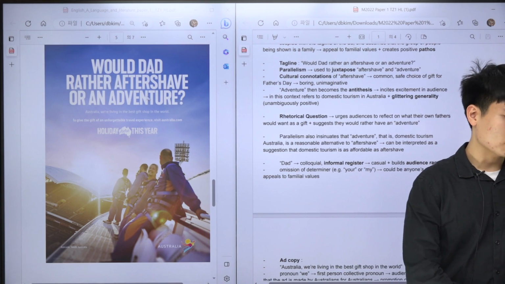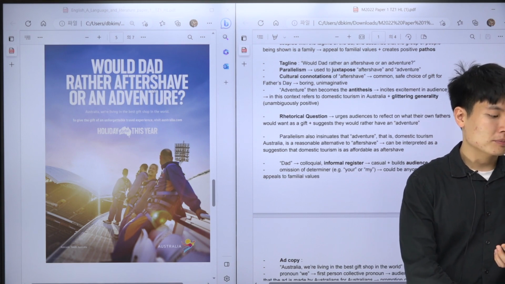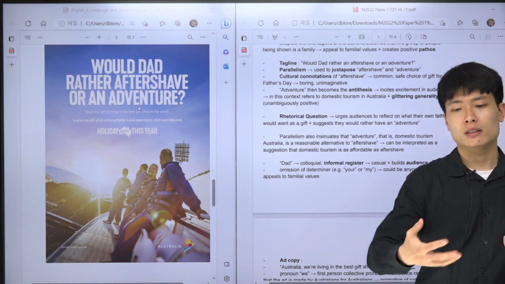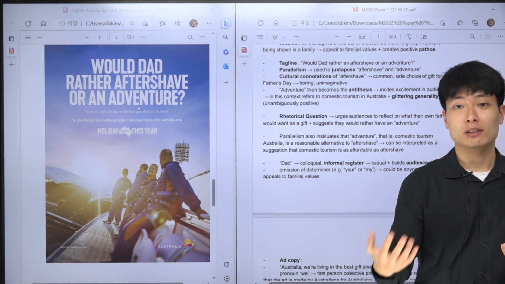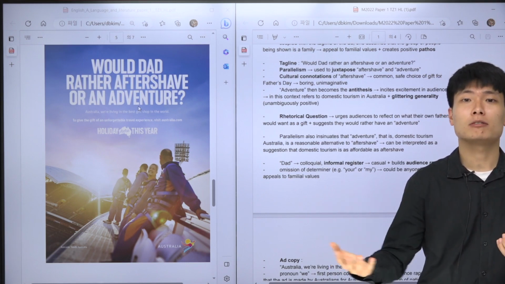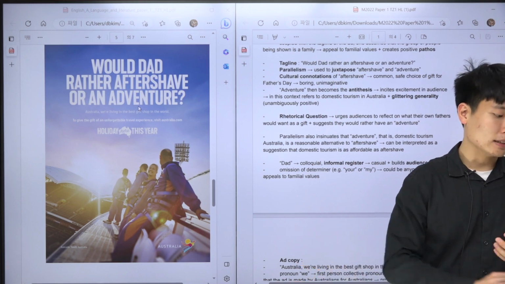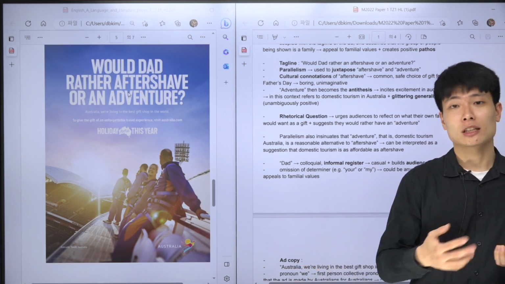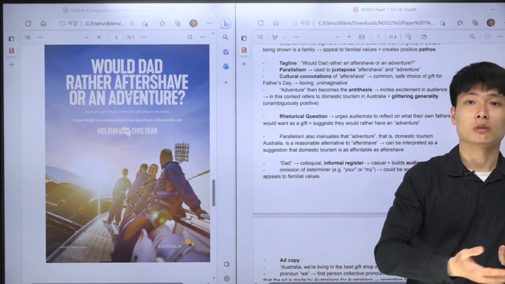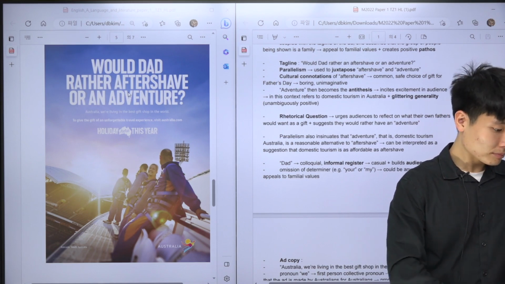So by having that word adventure, we understand that yes, you can embark on domestic tourism. Domestic tourism is an adventure, and it's something far more appealing, far more exciting than just simply giving aftershave as a gift to your father, to your husband.